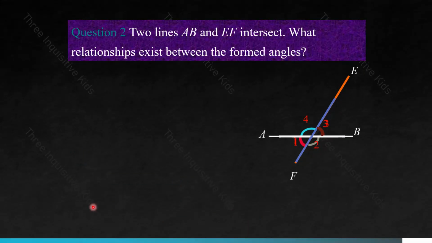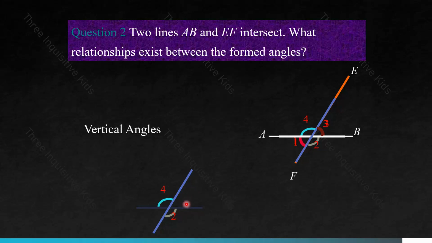Two lines AB and EF intersect. What relationships exist between the formed angles? So out of 1, 2, 3, and 4, what other positional relationships can you spot? Well, 2 and 4, for example, they are vertical angles.